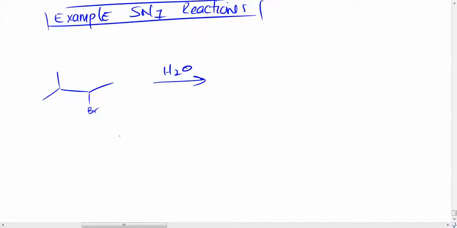So in this case here we have this alkyl halide, right? And what kind of alkyl halide is this? Is this a primary alkyl halide? No, it's a tertiary. Okay. And then we have H2O. That's your nucleophile.